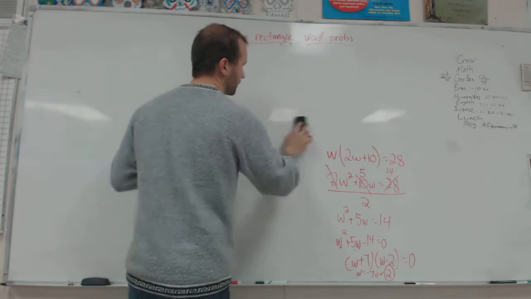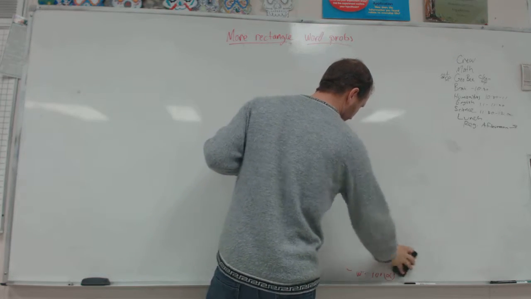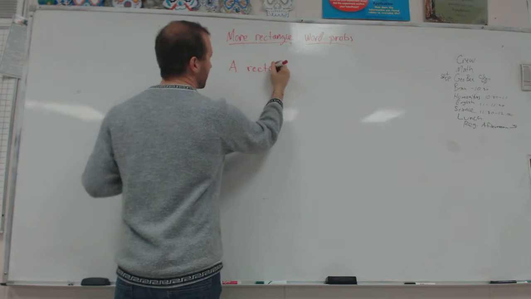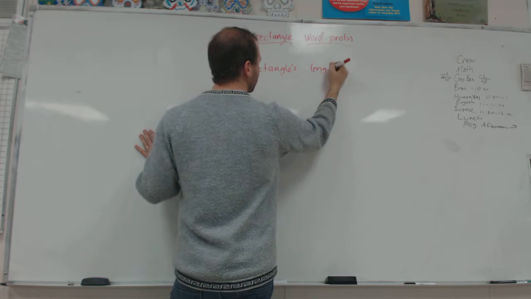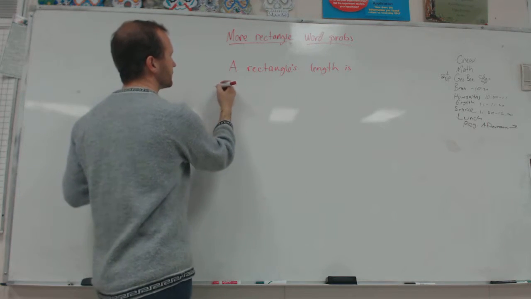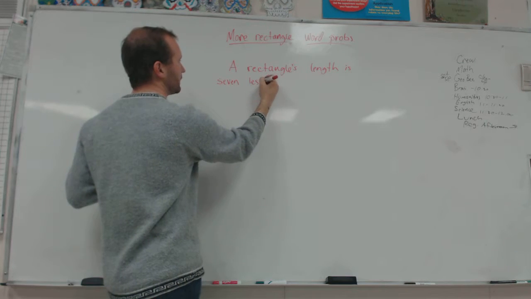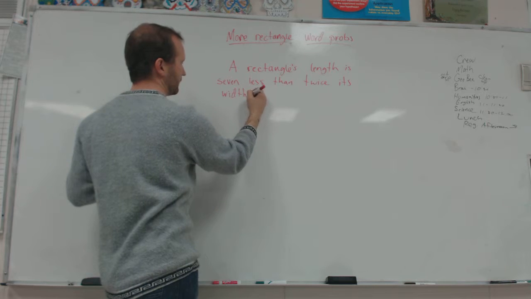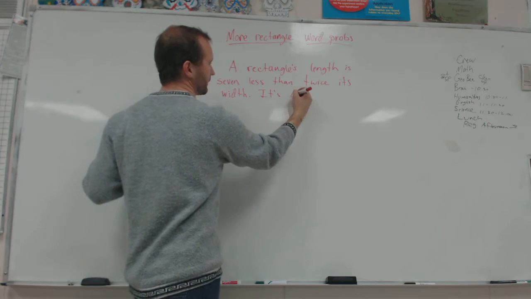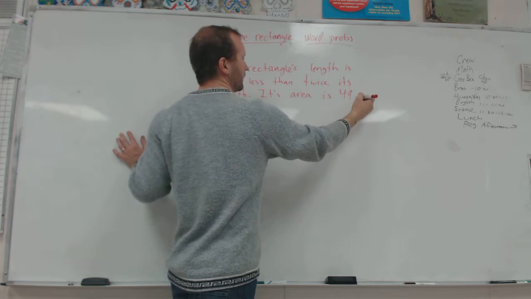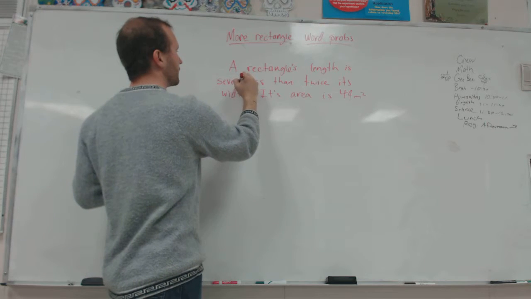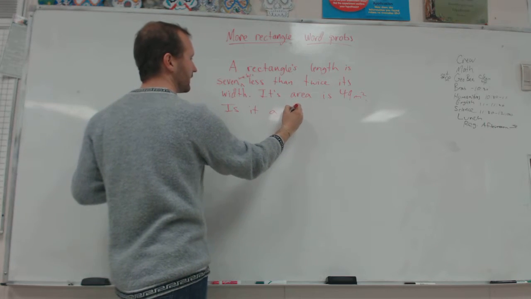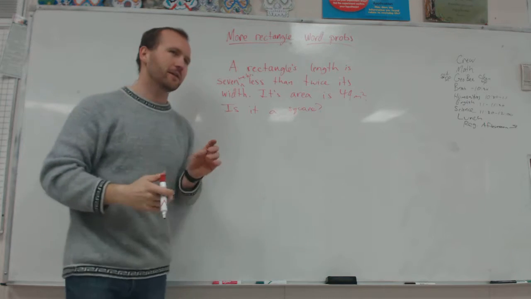Let's do this. This is sort of a funny problem, but I think it's kind of cool. A rectangle's length is 7 less than twice its width. Its area is 49, let's say meters squared. And then the question here is, is it a square? Is it a square?